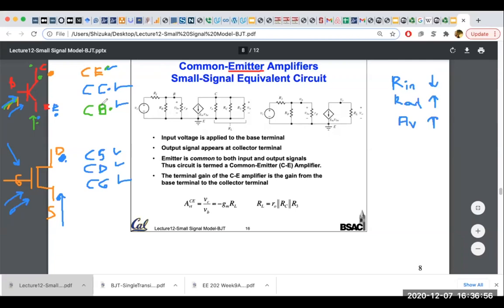But if you look at, for instance, common collectors, where you apply a signal and you get the signal at the emitter, well, the gain is 1. But why are we using it? Because our R out of this is not as high as the common emitters. So depending on your needs, you select these amplifiers in your system.